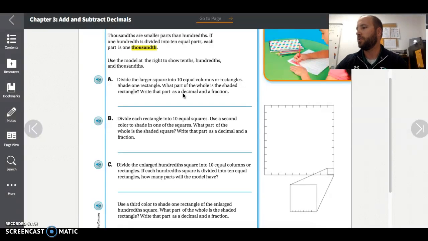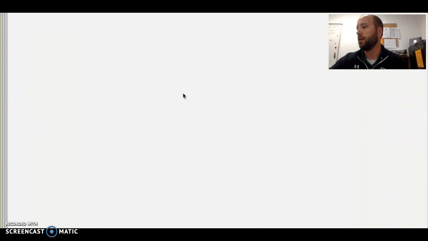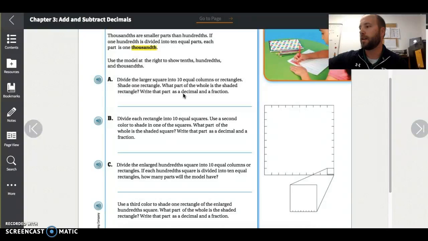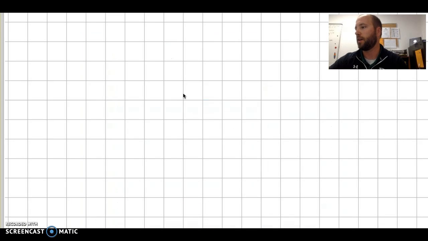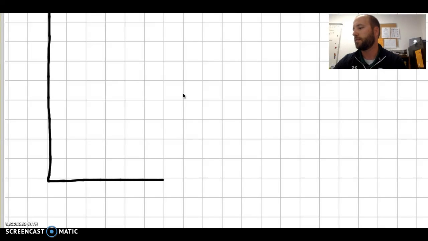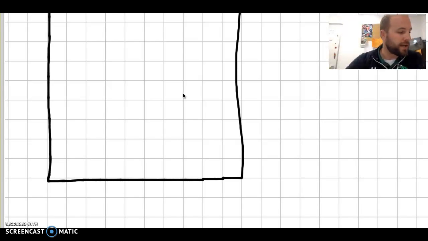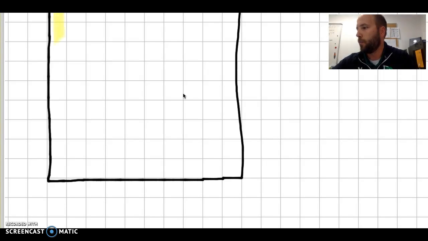Okay? So what it's asking you to do here is, give me 1 second. What they're asking you to do is they are asking you to show one rectangle, one version of this. So you have a 10 by 10 square. All right? So 1, 2, 3, 4, 5, 6, 7, 8, 9, 10. They're asking you to shade in one rectangle, okay? A column, if you will. So that is what you're shading.